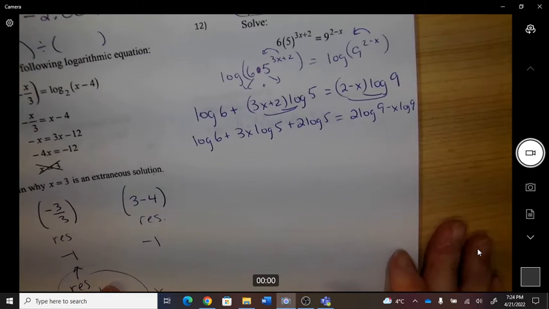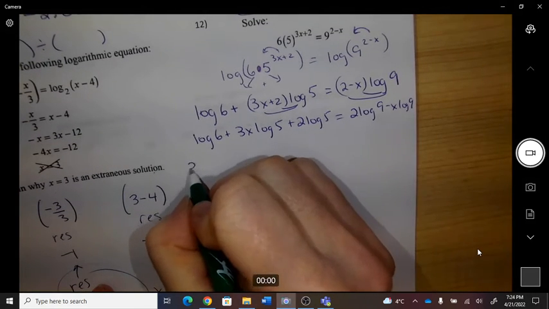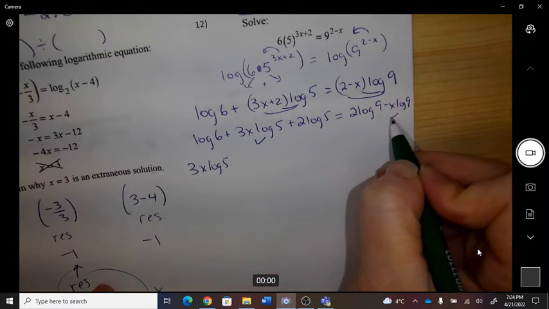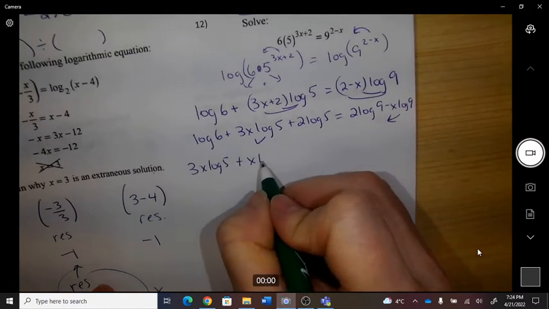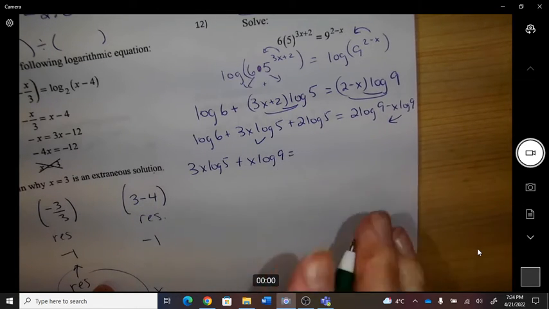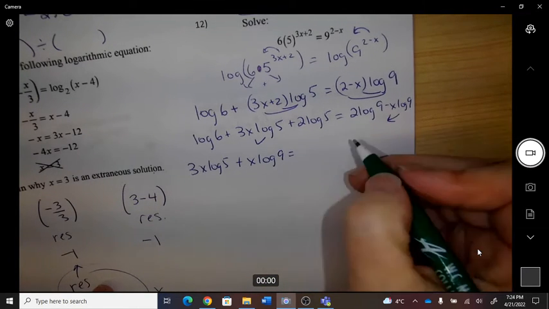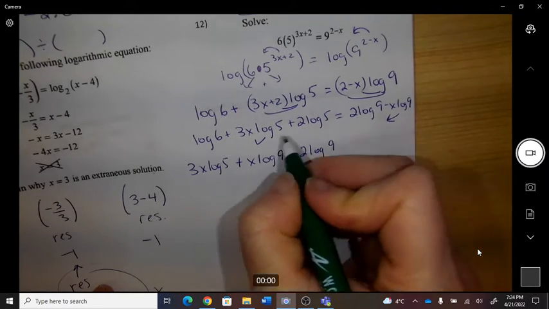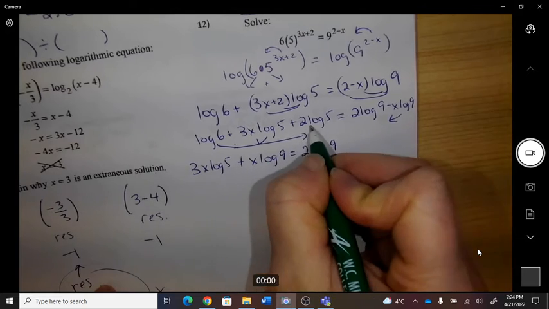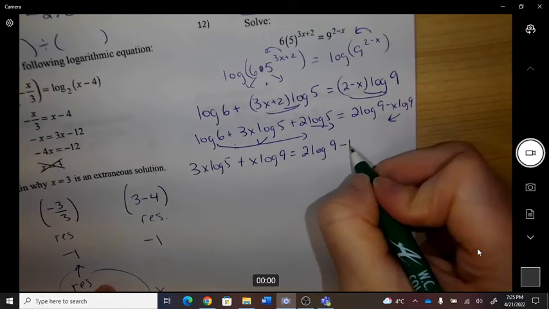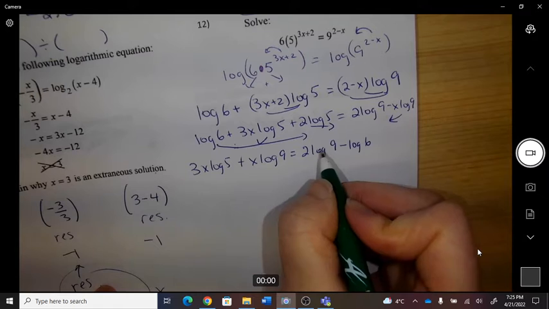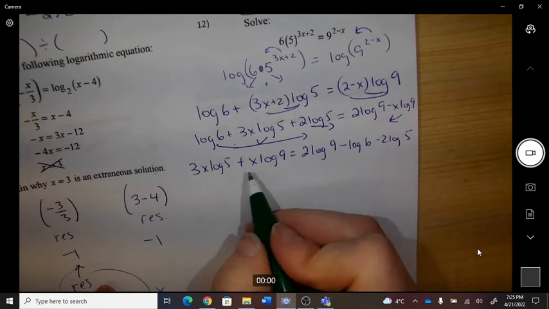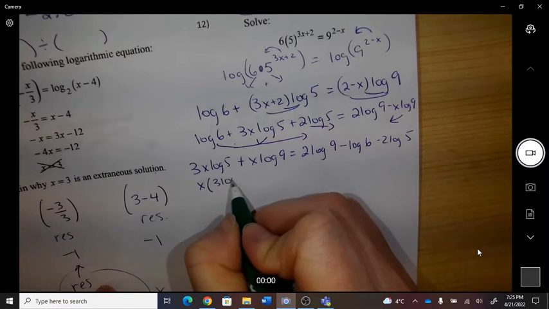Anything with x we're going to put to one side. So 3x log 5 keep, and then move, so plus x log 9. Anything that's not an x will go onto the other side, so 2 log 9. Then I will have to move and move. So minus log 6, moving it, and minus 2 log 5. On this side now I can take out an x.